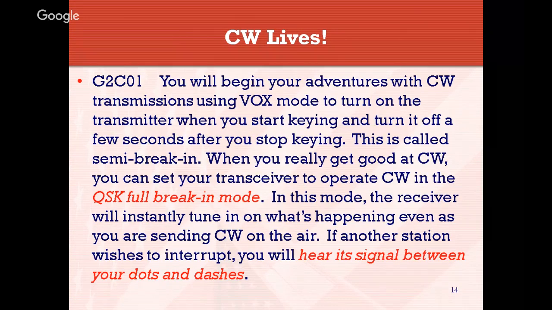So if you decide to do this, you'll begin your adventures with CW transmissions using Vox mode to turn on the transmitter when you start keying and turn it off a few seconds after you stop keying. There are settings on your HF rig, particularly the Vox. There is a manual way to do it. You can actually use a little switch, and when you're ready to send, you just turn that switch on, and that automatically primes the transmitter. And with that activated, when you start sending your CW, it actually powers on the transmitter in full mode to send your CW signal.